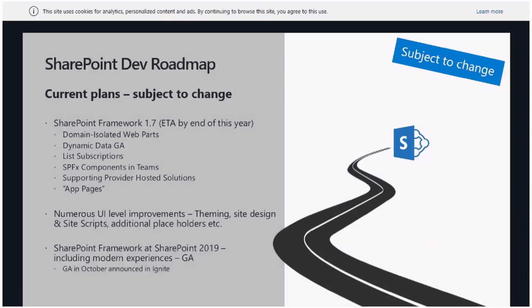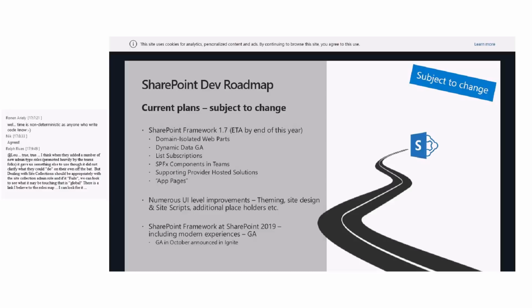So it will include domain isolated web parts. I'm going to do a demo on that one today, or quickly explain what it actually means. It has the dynamic data, GA, so general availability of dynamic data, so connections between the components. List subscription, so you're able to say, I want to have events when an item in the list is getting added, so your web part will get notified when list items are changed or added or deleted from a list. So you're able to subscribe to those events.